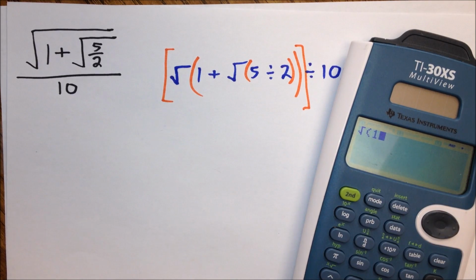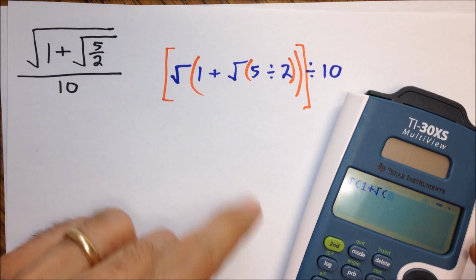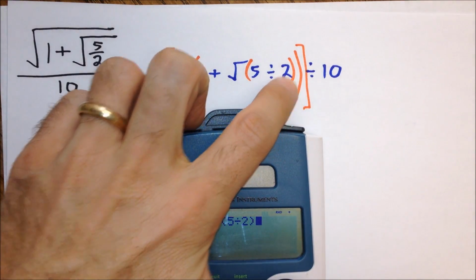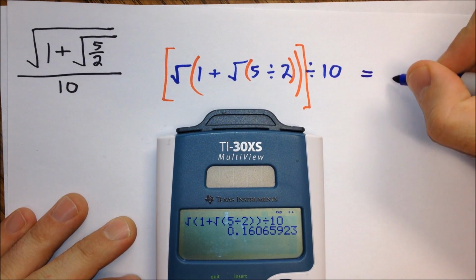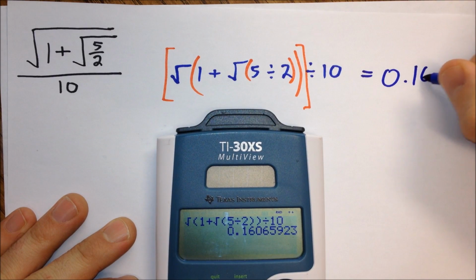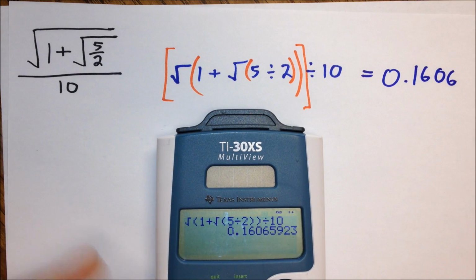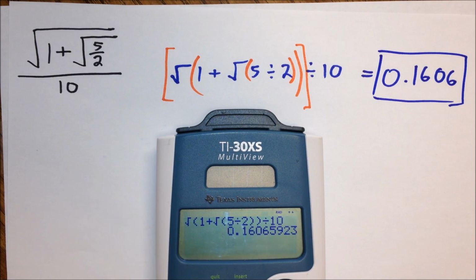So we'll do square root, and we'll have 1 plus, and then we'll have our second square root, and then we'll have 5 divided by 2. Then we'll close that parentheses, and then we'll close that next parentheses, and now we've got the square root of all of that stuff. Then we divide this by 10, and we get our answer, which appears to be 0.1606 or something, 7. Maybe I should have rounded up. I'll be fine with this. I try not to get too stressed out about rounding.